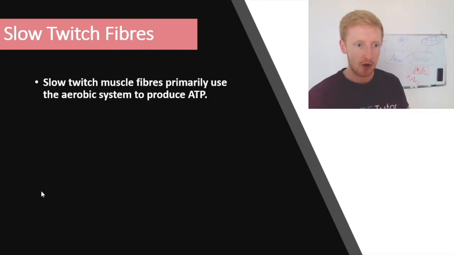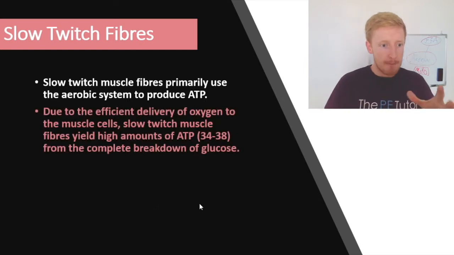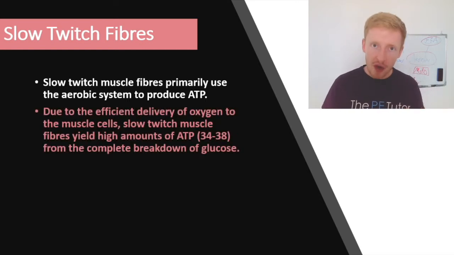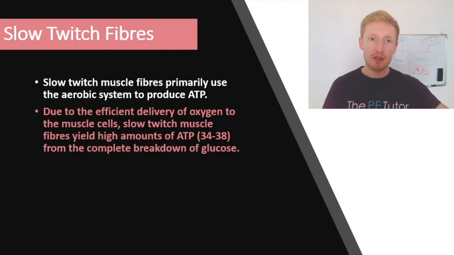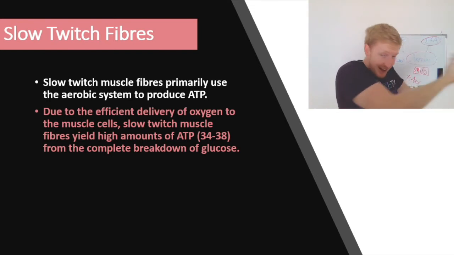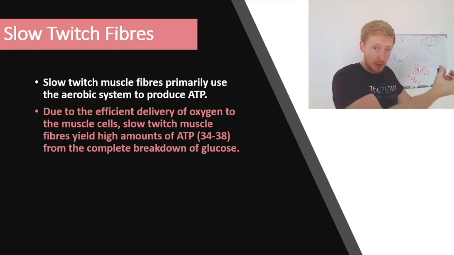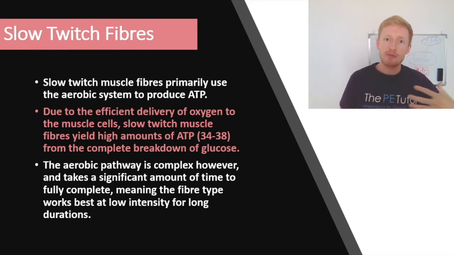Now the slow twitch fibres, these use the aerobic system. So they've got this constant delivery of oxygen. Why? Because we've got high amounts of capillaries. We've got large quantities of myoglobin inside the muscle, ready to collect the oxygen from the blood vessel, the capillary, to bring that oxygen in, and we've got lots of mitochondria.